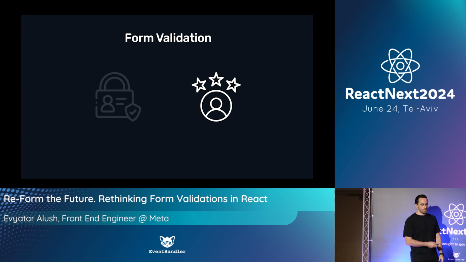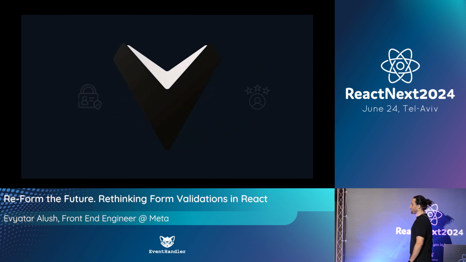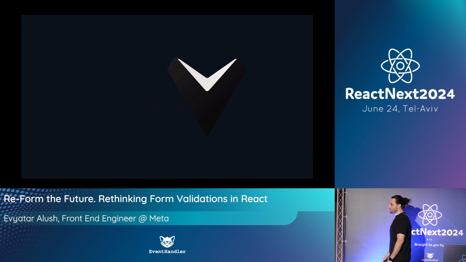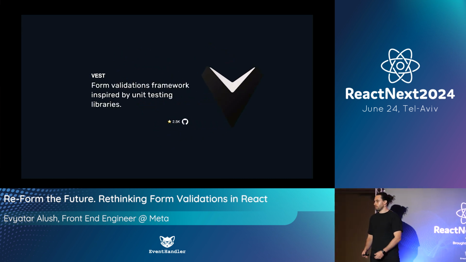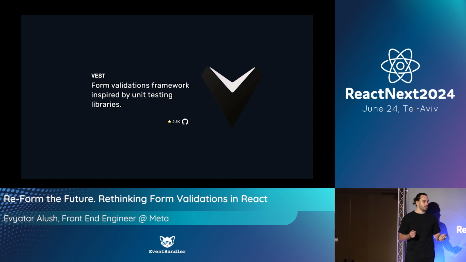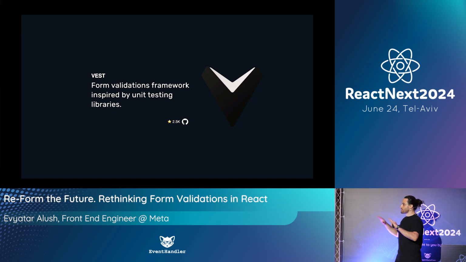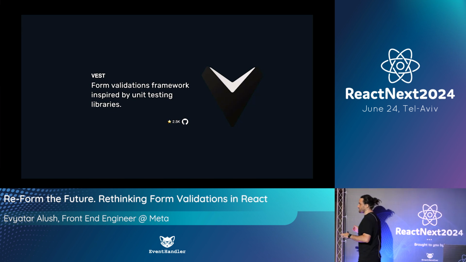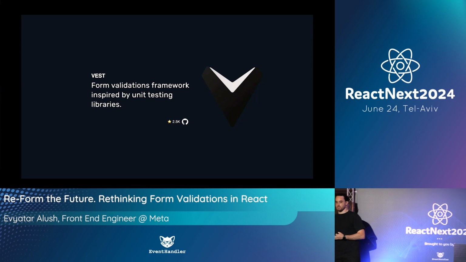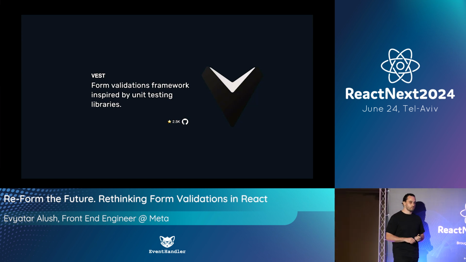And I built a library that actually solves both of them. It's called Vest. Vest is a form validation framework that takes the syntax and style of unit testing libraries like Mocha and Jest, and takes the expressive and declarative style and makes it much easier to read, much easier to write, and much easier to maintain.